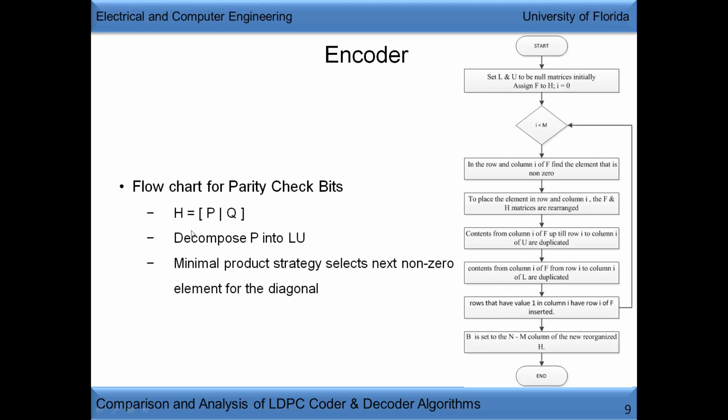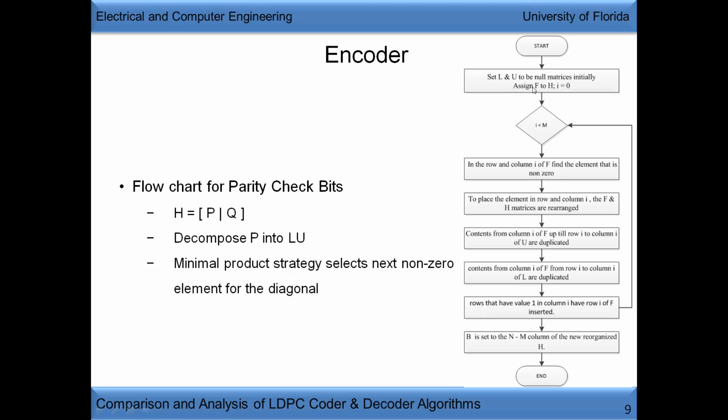Next, we move on to looking at how we generate the parity check bits. H can be represented as PQ, and P is decomposed into L and U, where L represents the lower triangle and U represents the upper triangle. This algorithm here, it shows how the decomposition of P is done into L and U matrices.